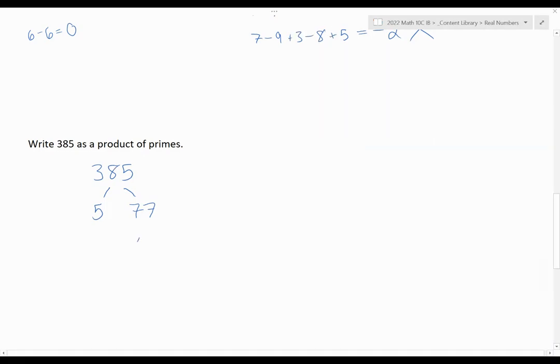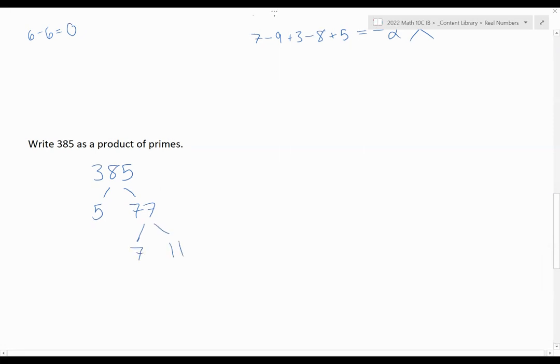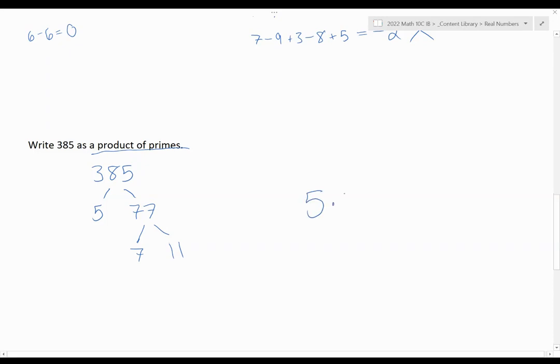Once I get to 77, I can see much more clearly that that is 7 times 11. 5, 7, and 11 are all prime numbers, so I have finished. The product of primes, I need to actually express it as a product of primes. This tree is how I divided it out. That's not my answer. 385 can then be written as 5 times 7 times 11.